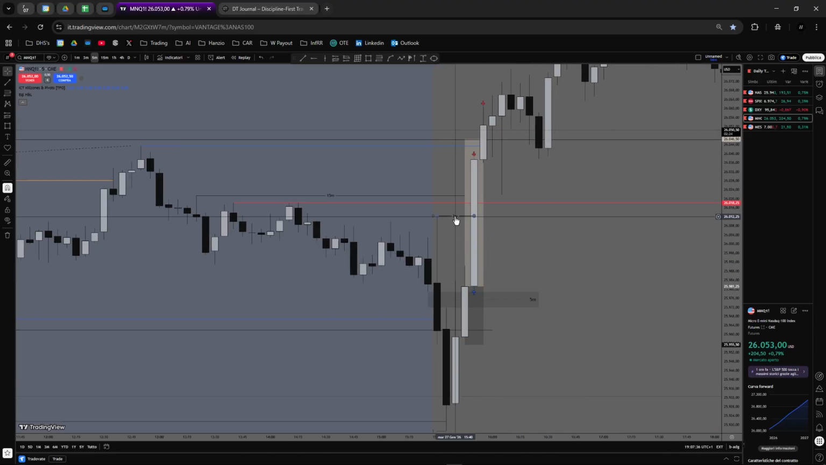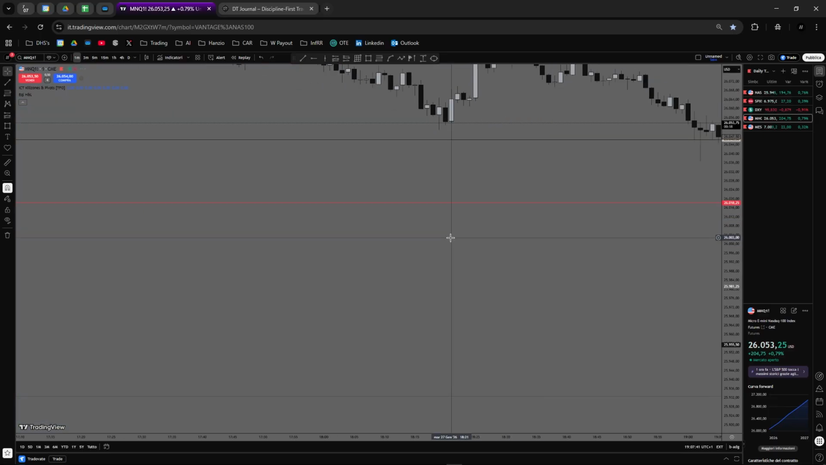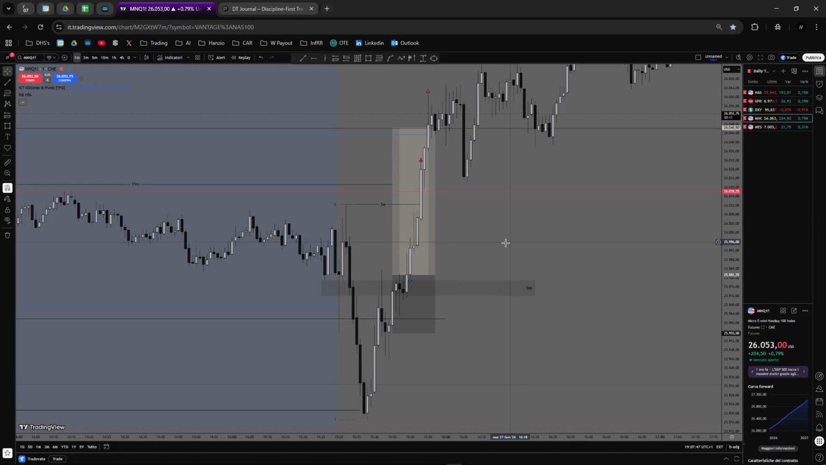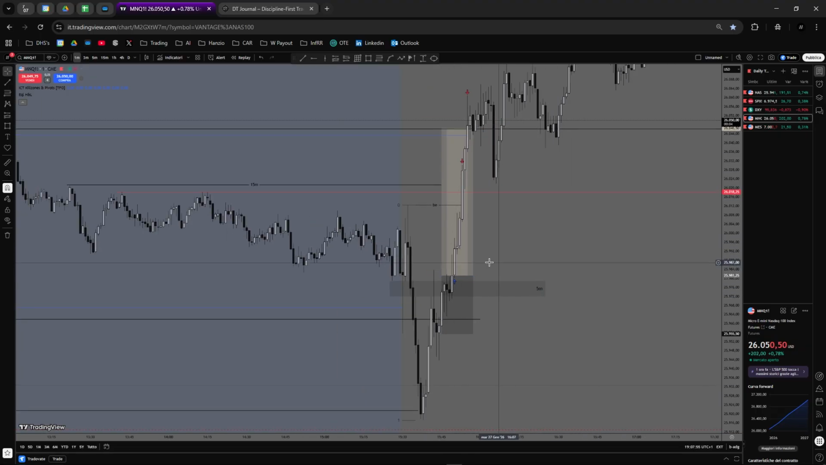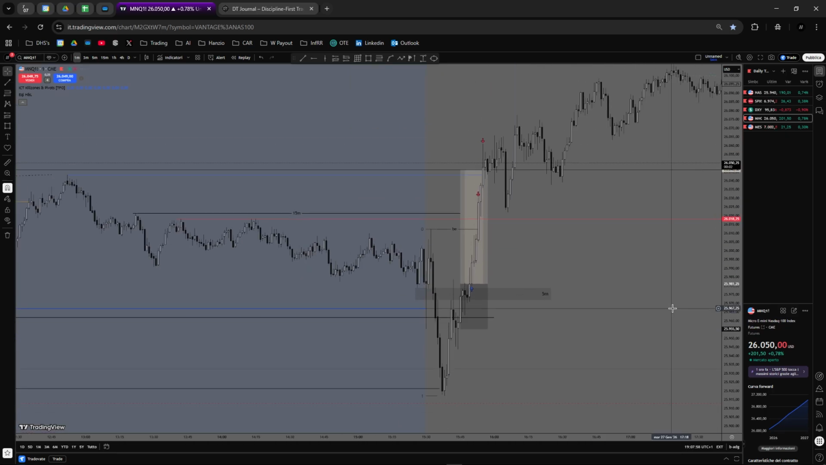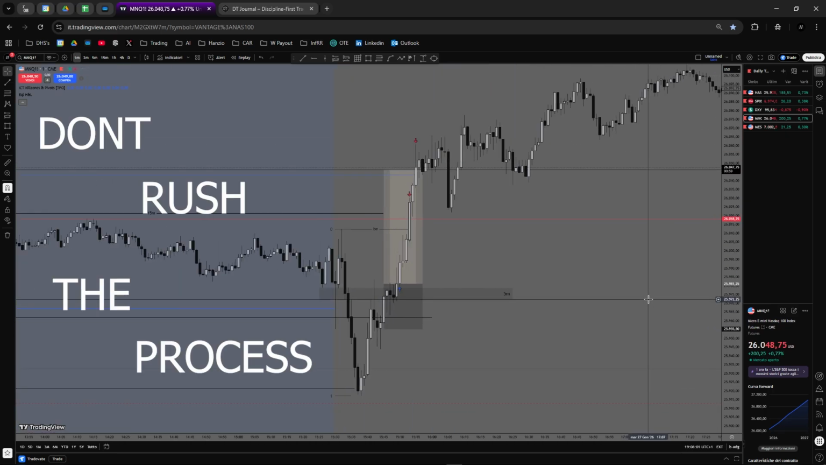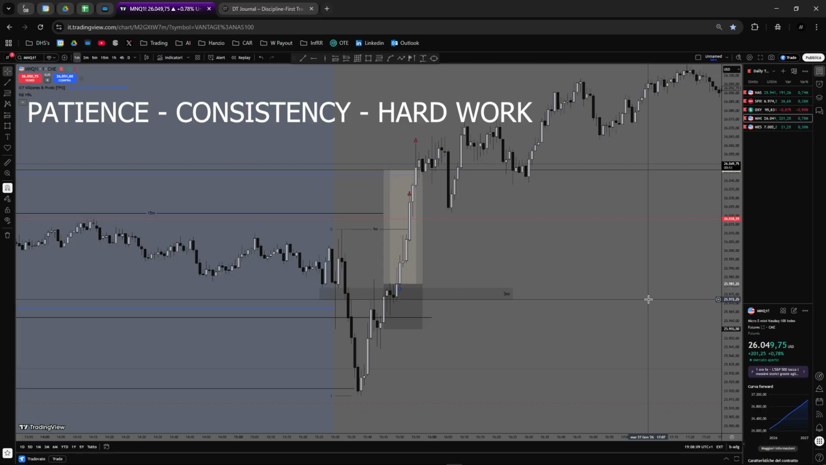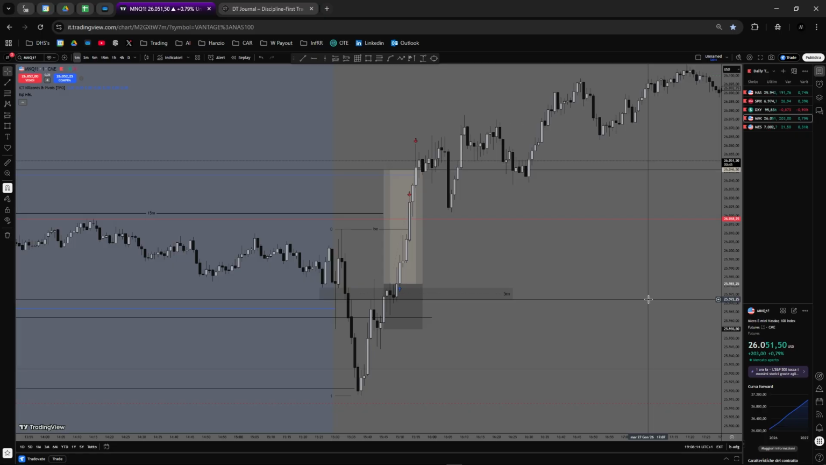I moved my stop loss to break even just a little before the break even point, just because the push was massive, was insane. I didn't want to get jerked off like that, so I pushed my stop loss to break even, and yeah, it pays, guys. Don't rush the process, because patience, consistency and hard work always pay off.